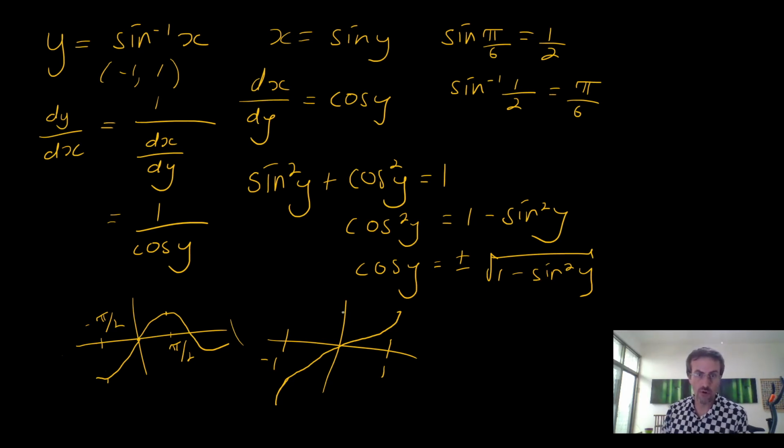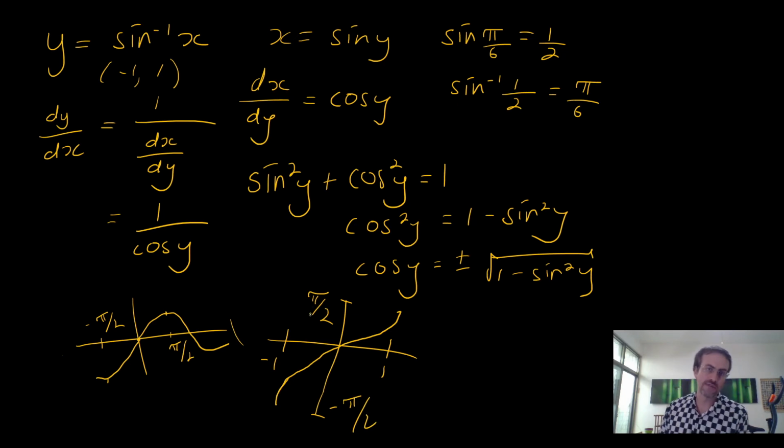Now we've got to think about this cos function. All of its values are going to be between, I told you a second ago that the image set is going to be this domain, so it's going to be pi over 2 to minus pi over 2.